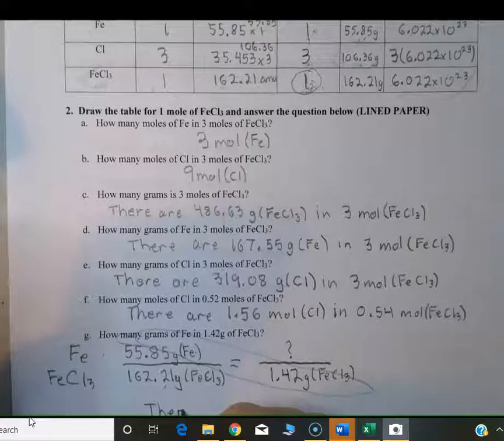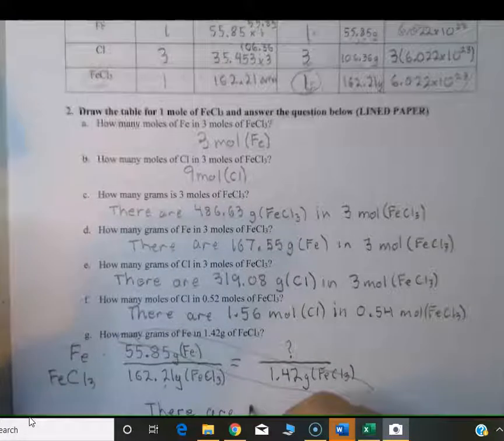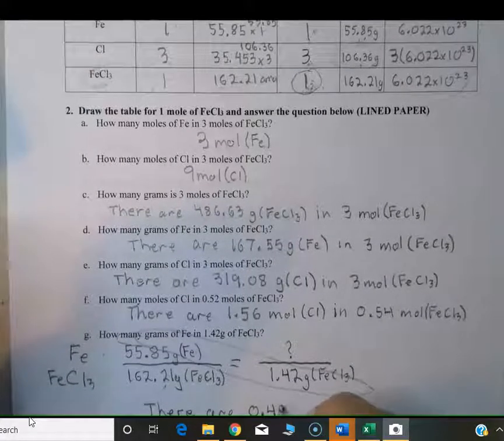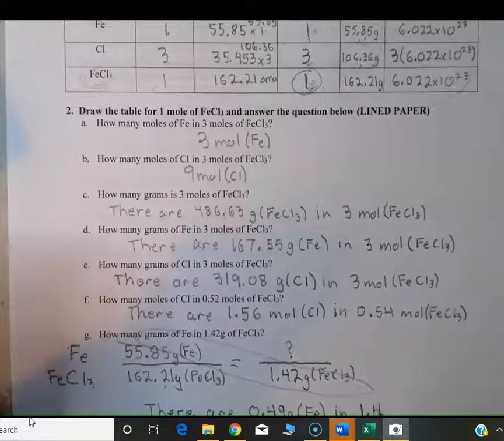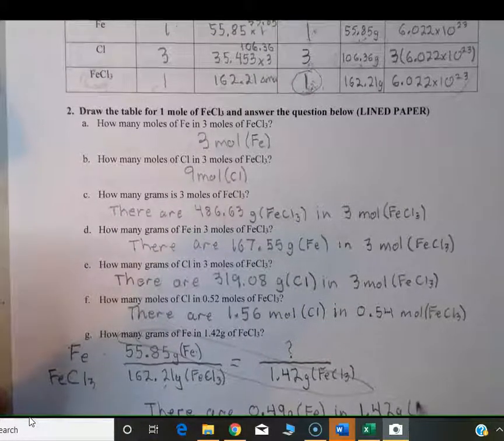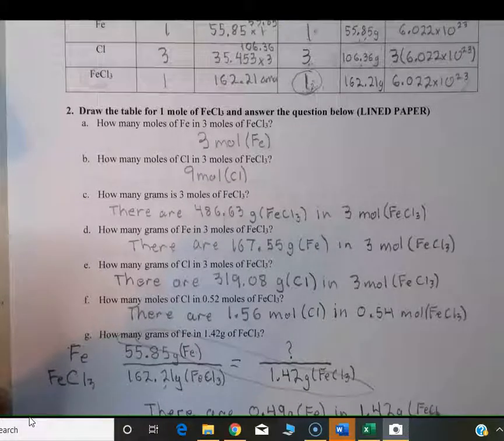And what that gives us for our question mark is, I get 0.4889, so I'm going to round that to 0.49. So there are 0.49 grams of iron in 1.42 grams of iron chloride.